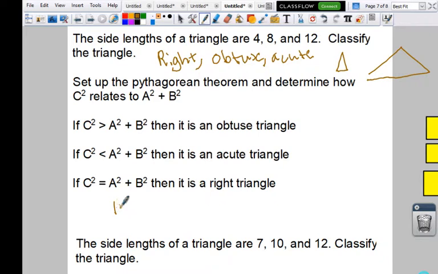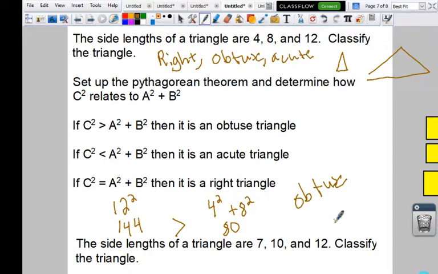So C, my big one, is 12. I want to know how 12 squared relates to 4 squared plus 8 squared. What is 12 squared? 144, right? And then on this right one, 4 squared is 16 plus 8 squared is 64. That's 80, right? Alright. How does 144 relate to 80? Is it greater than, less than, or equal to? Greater than, right? Which means it is obtuse. So this triangle right here is obtuse.